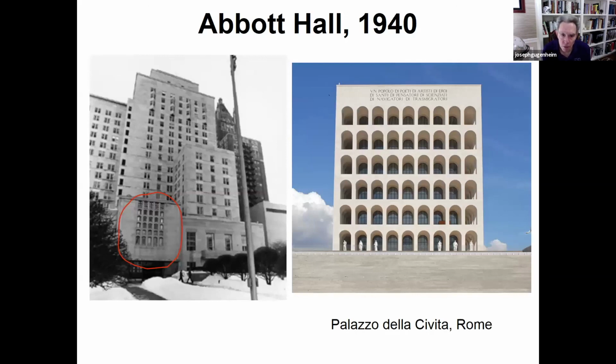Abbott Hall was opened in 1940, the last building designed by Rogers on the Chicago campus. It was done in a style called stripped down modernism. And you can see the resemblance of the windows of Abbott Hall on the left to this landmark building in Rome.